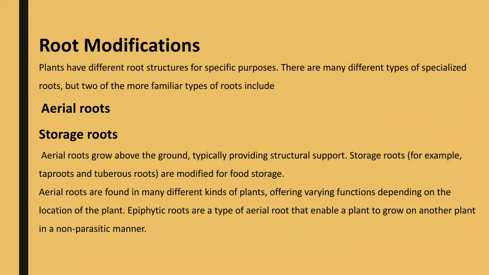They help in modification of the structure of plant and root. Aerial root and storage root. Aerial roots grow above the ground, typically providing structural support. Storage root, taproot, and tuberous root are modified for food storage. Aerial roots are found in many different kinds of plants.